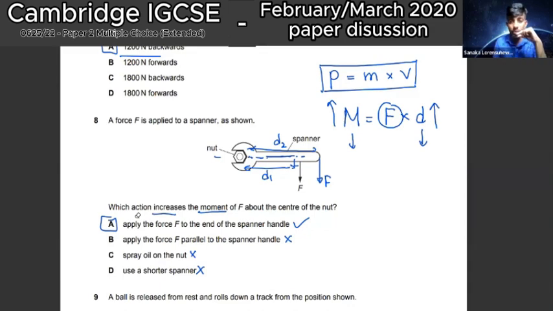You must remember this equation. This one is momentum. Momentum is equal to mass times velocity. Okay, right. This one is the answer, and this one is the equation.